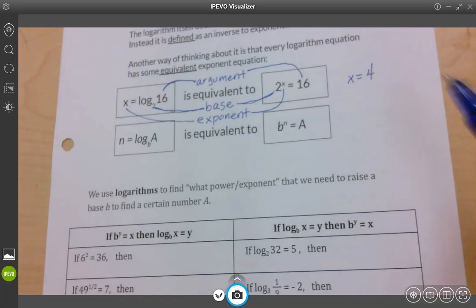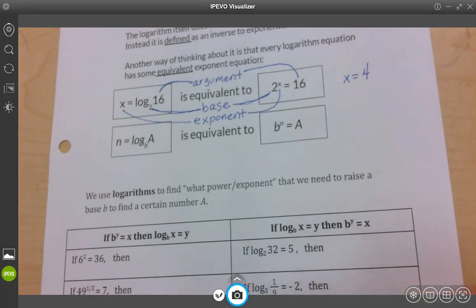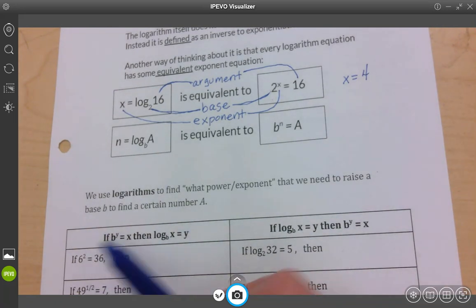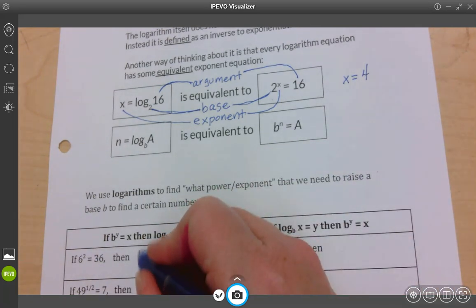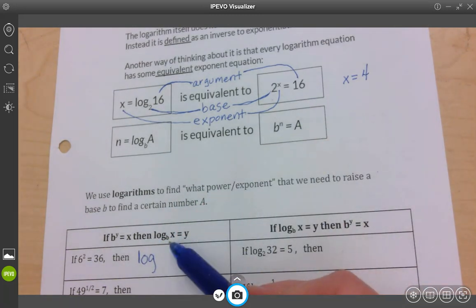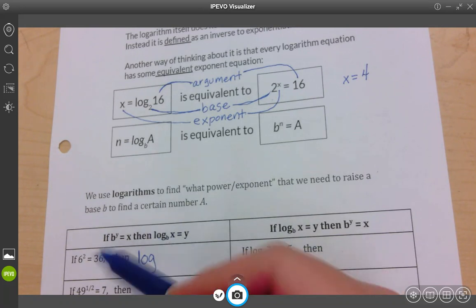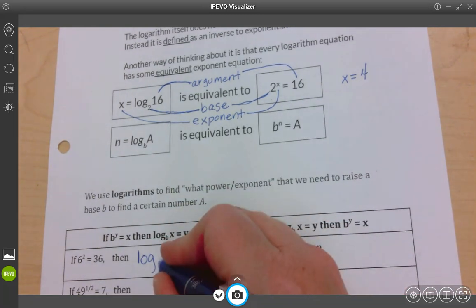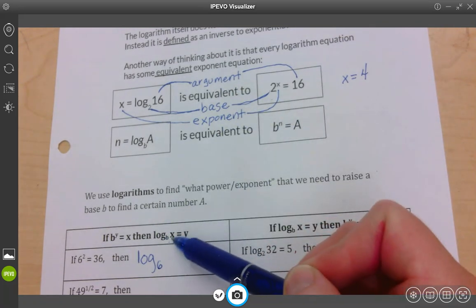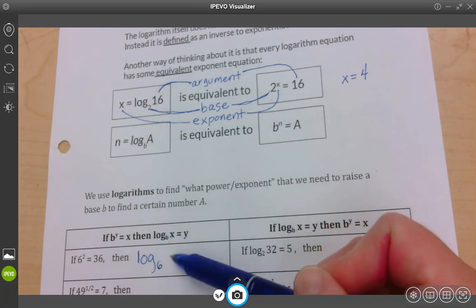And I'm going to do one of each with you, and then I'll let you guys try these others, okay? All right. So 6 to the second power equals 36. First thing I'm going to do is write the word log. And then what's the base going to be? What number? It's 6, yeah. Because 6 is the base of the exponential. So log base 6. Okay, and then next comes the argument. So the argument was over here. What number will I write?